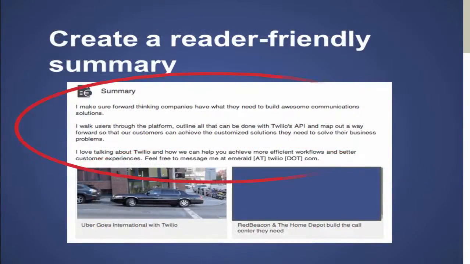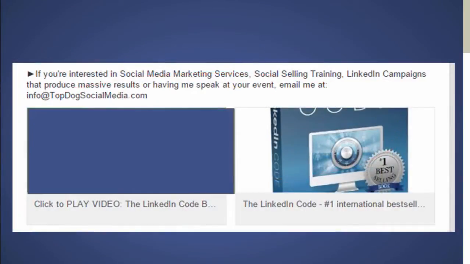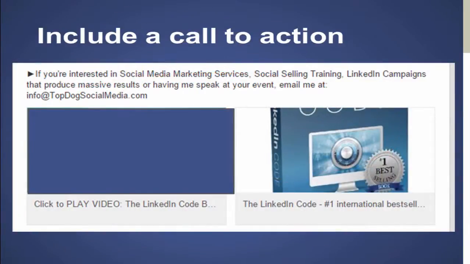Remember, people are scanning, so make sure you have short paragraphs, 2 or 3 lines maximum, and you'll see the results. Also, it's good to include a call to action. Look at this example right at the end. It says, call me, email me. So whatever you need to do, go to my website. Include something that the reader has to do to connect with you. And guess what? People will do it if you ask them.